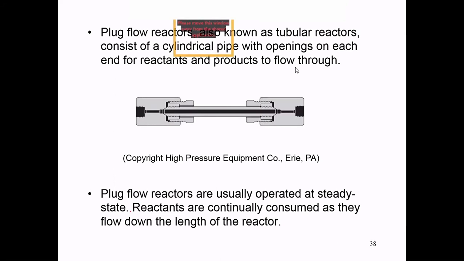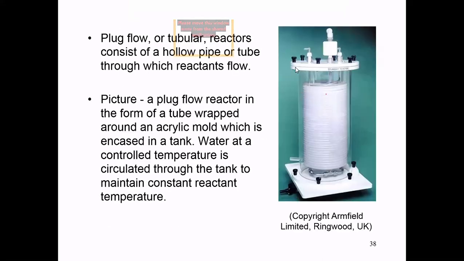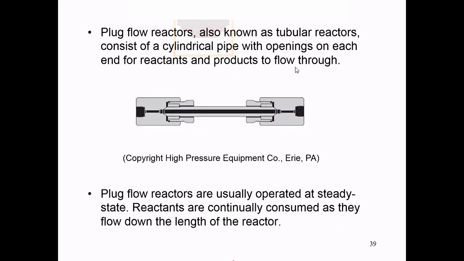So a plug flow reactor is also known as a tubular reactor, which consists of a cylindrical part with an opening on each end for reactant and product to flow through. So they can exist in many forms, whether cylindrical or tube. The tube is like this, and this is cylindrical. And then plug flow reactors are usually operated at steady state, similar to the continuous reactor, because plug flow is also continuous, so they are steady state.